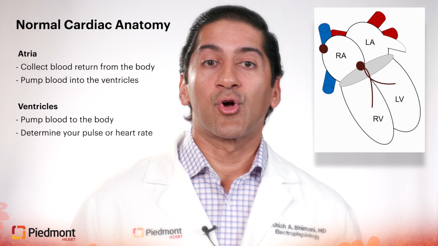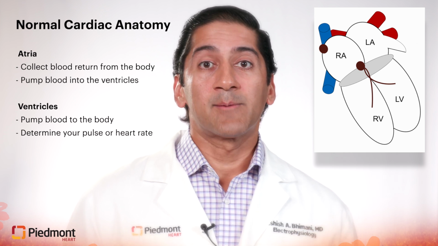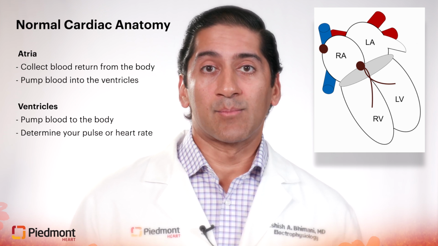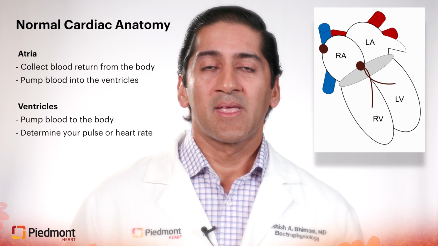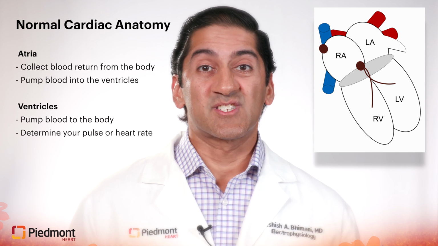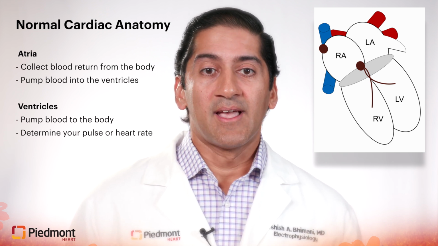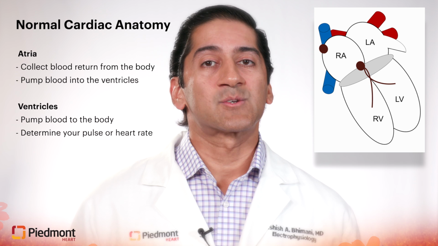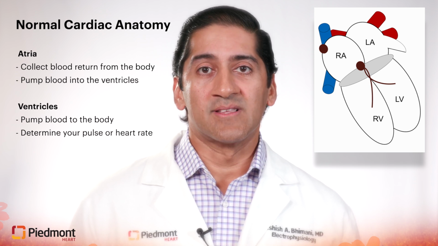First, let's talk about the normal cardiac anatomy. So the heart is made up of 4 chambers. The 2 upper chambers are the atria, the right and left atria, and that's where the blood comes back from the body to return to the heart. The atria then squeeze the blood into the ventricles, and the ventricles, the RV and the LV, will then squeeze the blood back out to the body, starting the cycle over again.